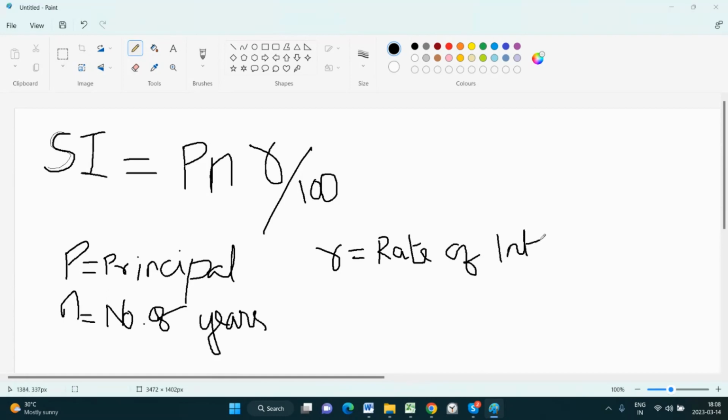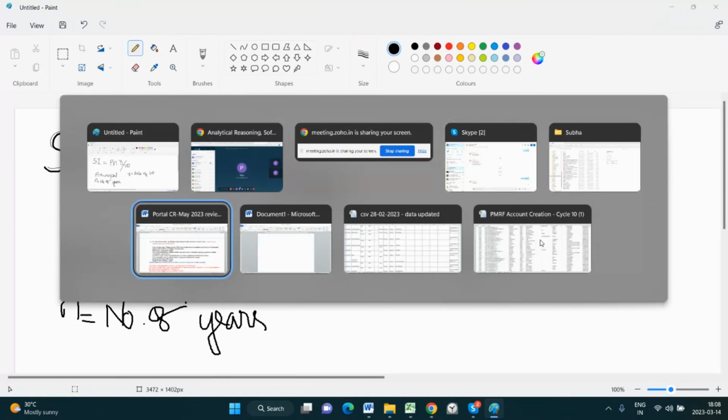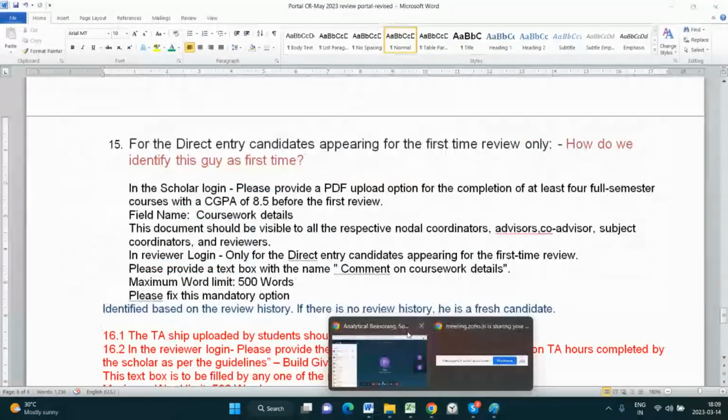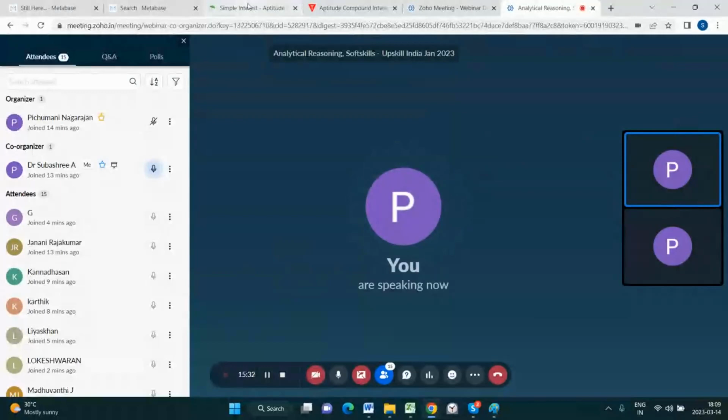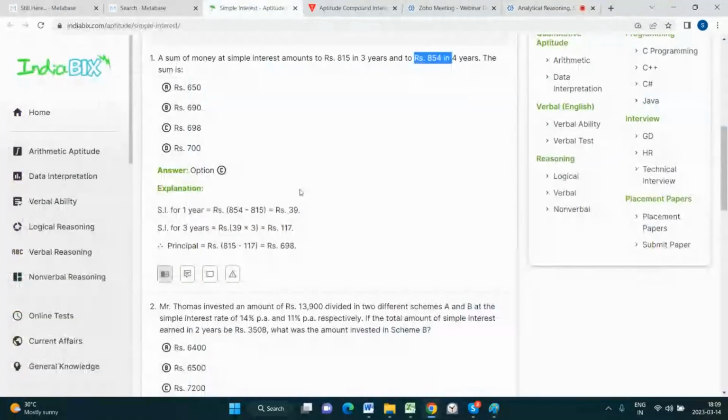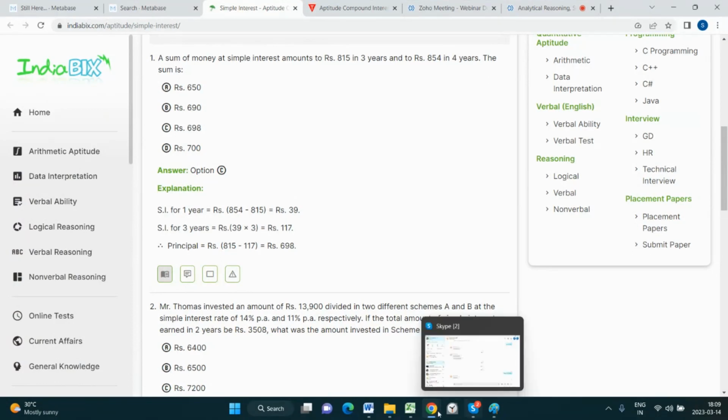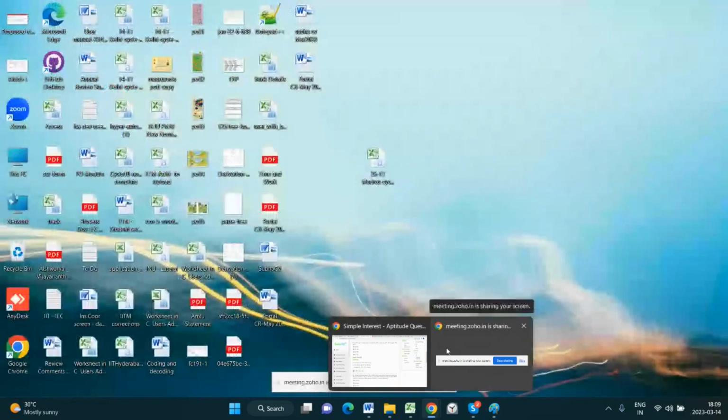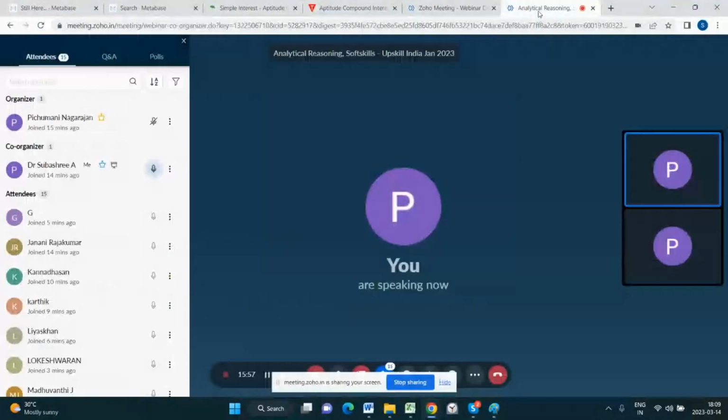This calculation is what gave us this 39 rupees. Any doubt? Students, any doubt on this? If you have no doubts, we will just move on. Any doubts so far?